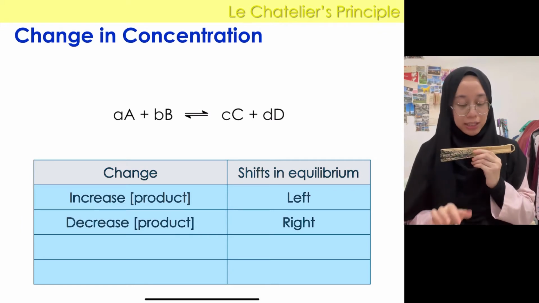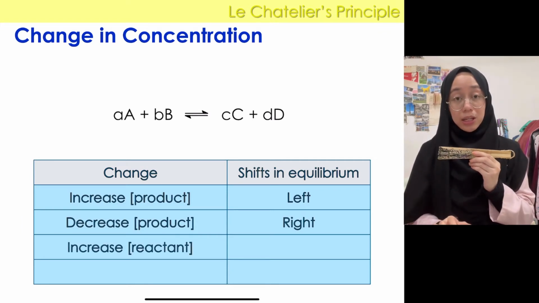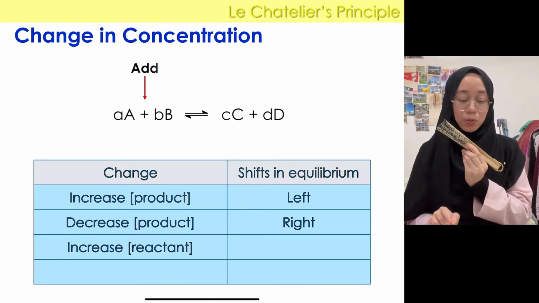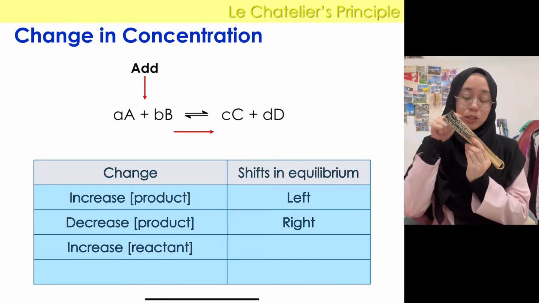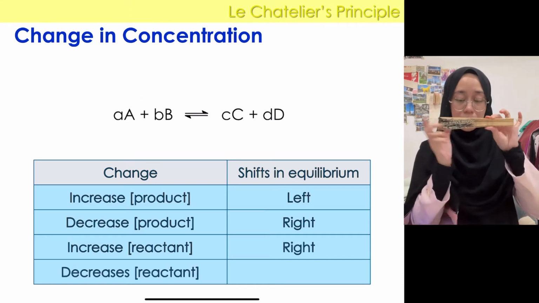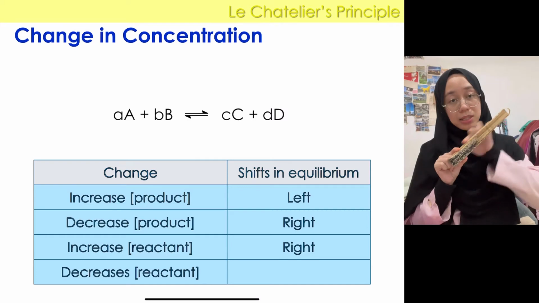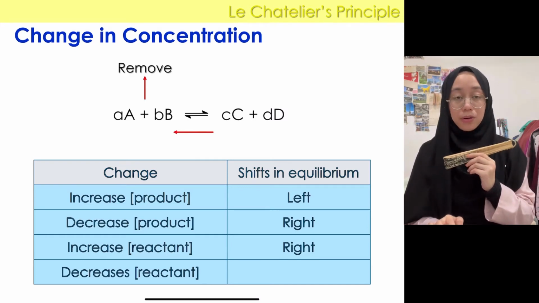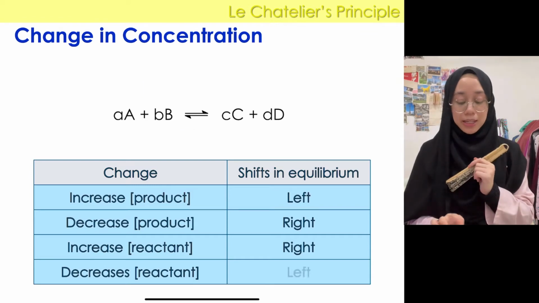And now let's say we disturb the reactant, so increase the reactant. This part is the reactant part, so we add more reactant, therefore the system will shift to the right. Okay, and then if we decrease the reactant, as you can see the system will move to the left. Okay, so removing reactant, we go to the left side.